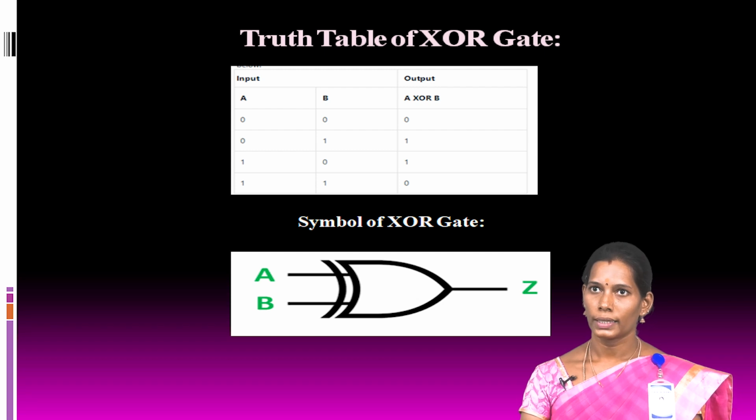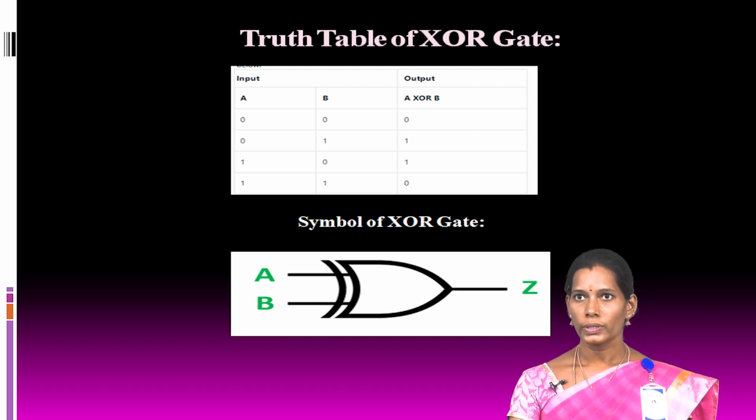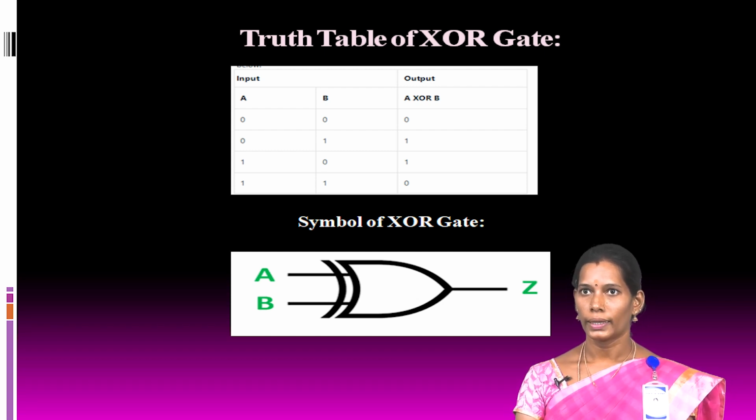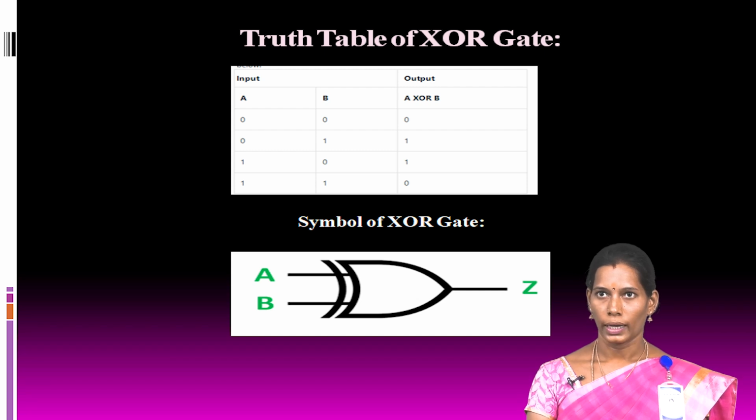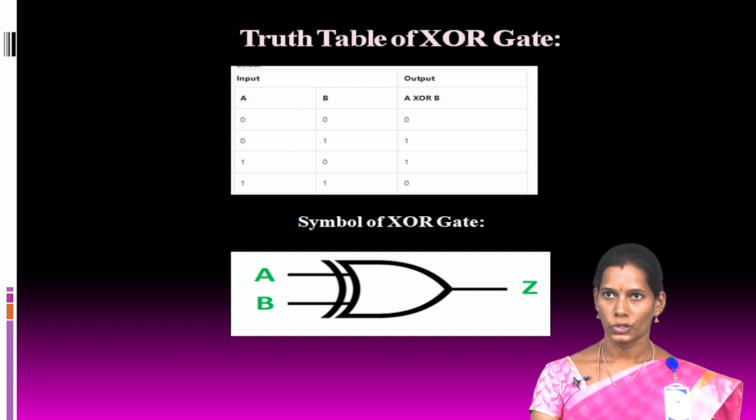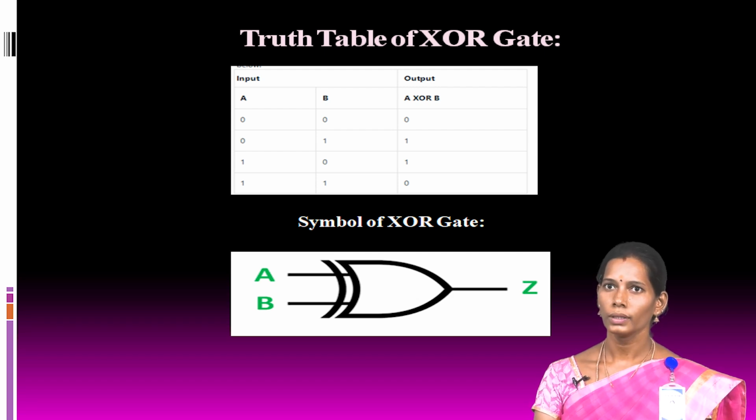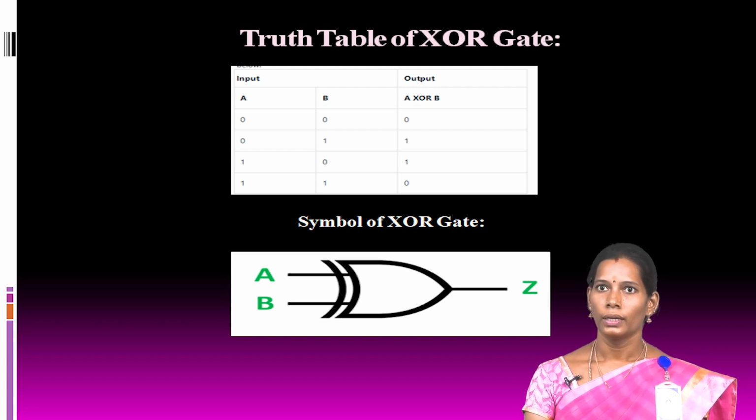The truth table is the table of inputs and outputs that describe the relationship between them and the operation of the XOR gate for different input combinations. The truth table of the XOR gate is given below. Two inputs A and B.